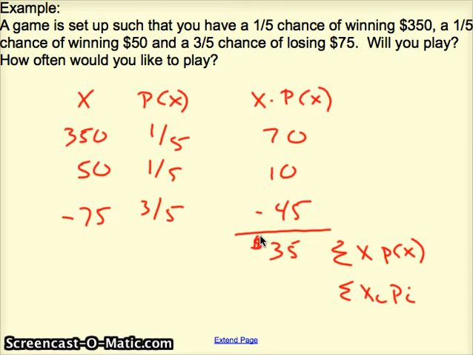So from your standpoint, is that a good game or a bad game? Well, that's a good game, because what that means is, if I play the game many times, I'd expect to win $35 on average every time I play. Can I win 35? No, I'm either going to win 70, win 10, or lose 45. But on average, if I play it many times, I'd expect to win $35. How often do you want to play? As often as you can, right? Because you're winning on average. You want to play that game every chance you get.